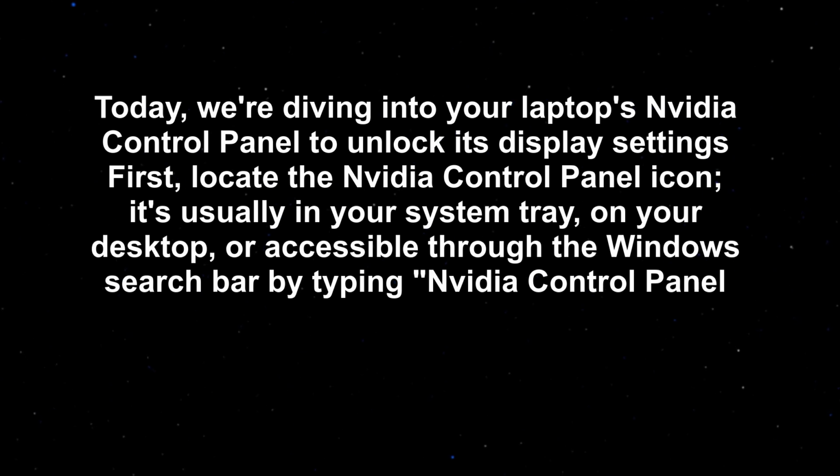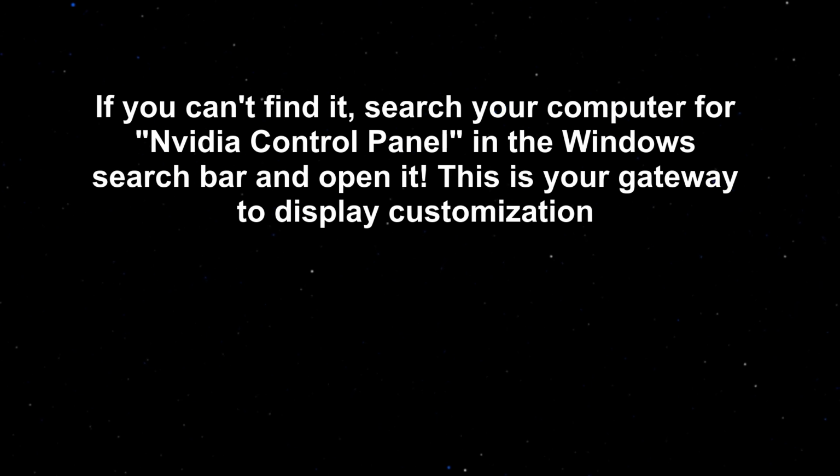First, locate the Nvidia Control Panel icon. It's usually in your system tray, on your desktop, or accessible through the Windows search bar by typing Nvidia Control Panel. If you can't find it, search your computer for Nvidia Control Panel in the Windows search bar and open it. This is your gateway to display customization.